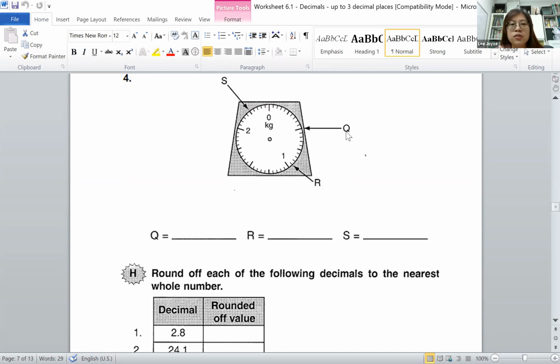Okay, let's work on Q first. Can you see Q is actually half of 1 kg? So that will be 0.5, because half is always 0.5. Right? Okay, now what about R? Here I have this as 0.5. Can you see I have a quarter here? So in fact, here we'll make it 0.25. That means a quarter is 0.25. So this is 0.25, right? And then this is 0.5.